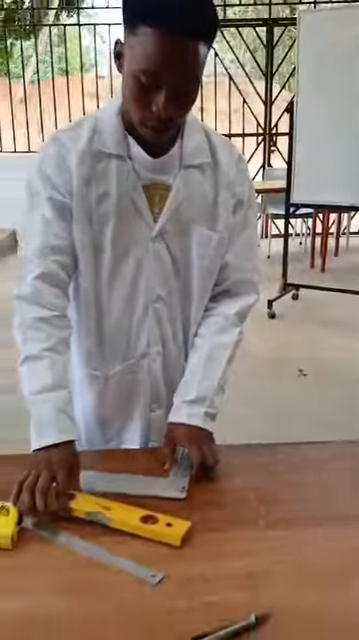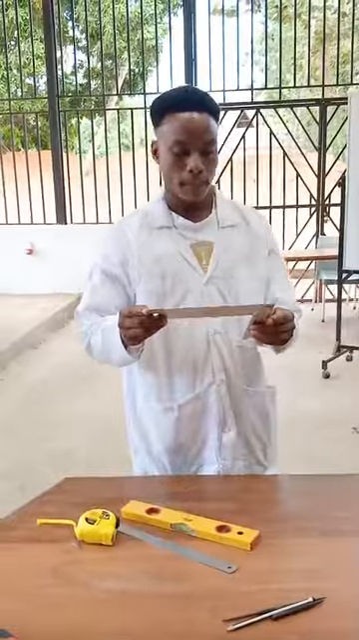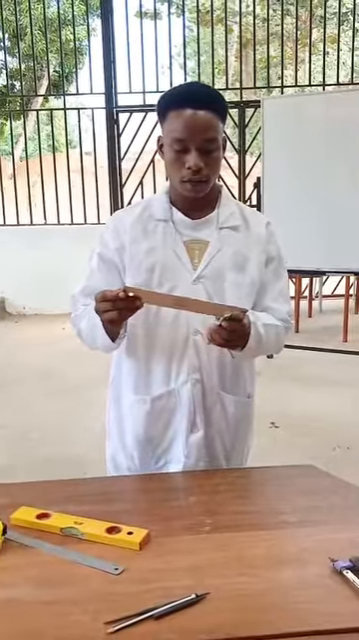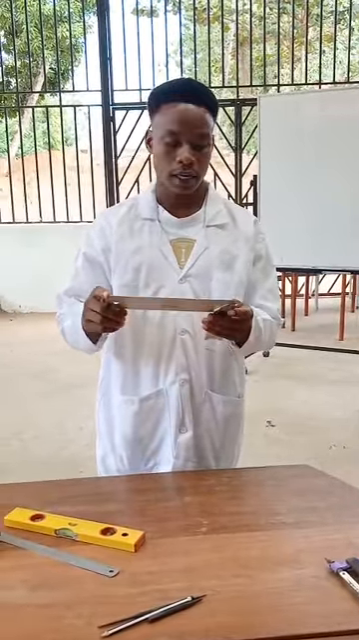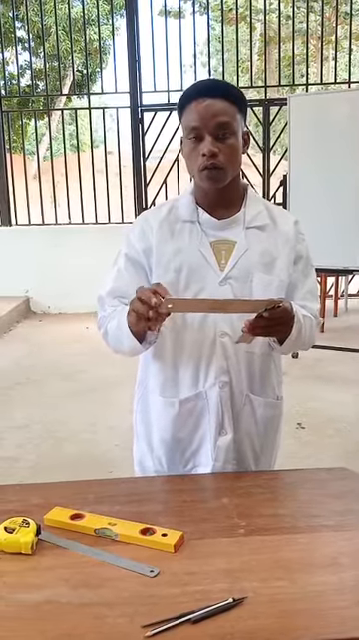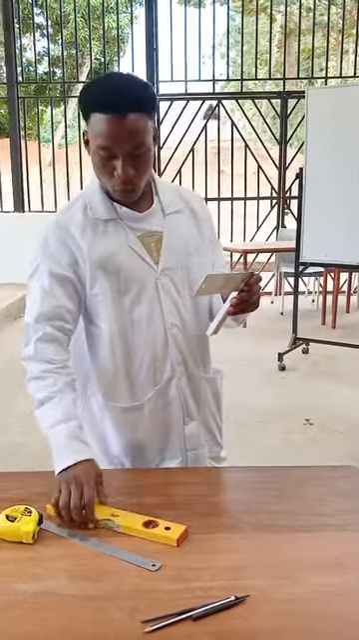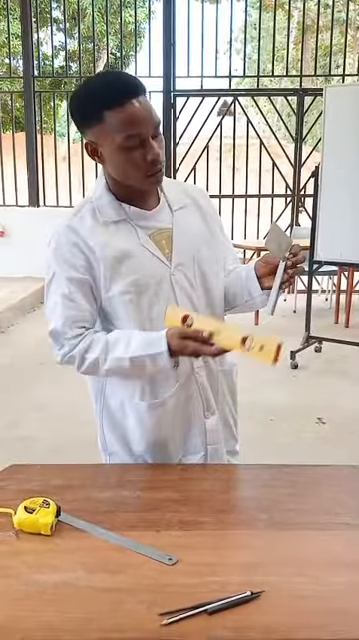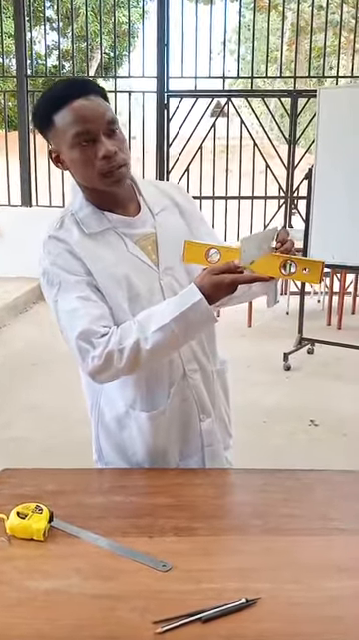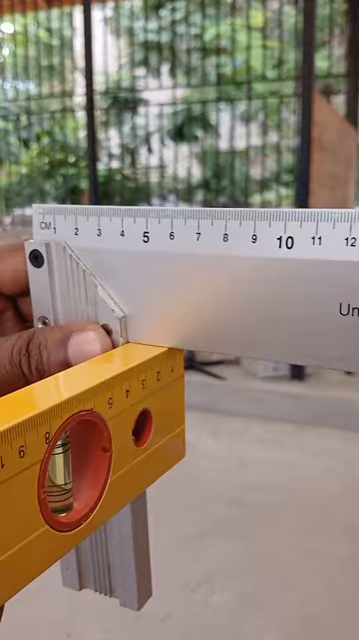Another tool is the engineering square. It is used to measure a right angle, or an angle of 45 or 90 degrees. For a good example, we can demonstrate using this, like this. This shows that it is 90 degrees.